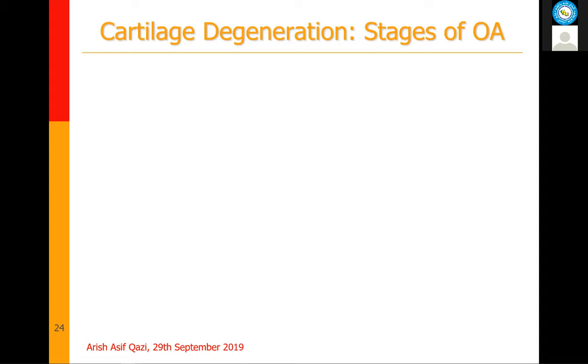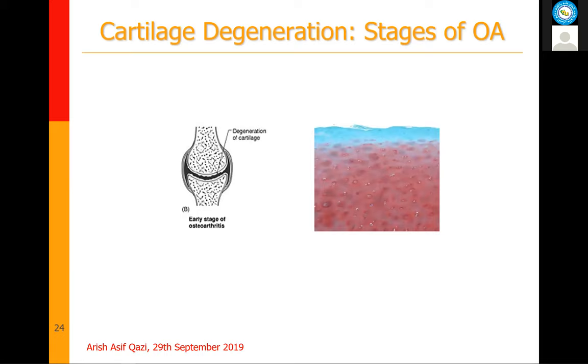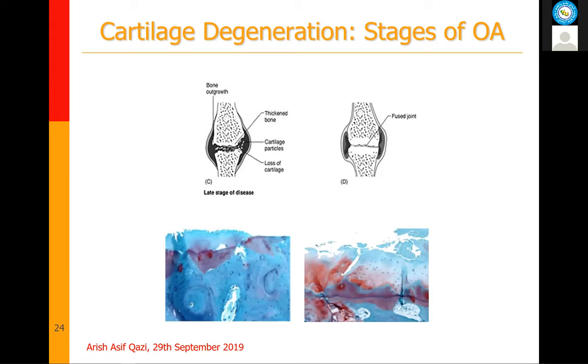Now, what happens to the cartilage during OA? Let's look at that. This is a healthy joint, and this is a tissue of the cartilage seen under the microscope. As the disease progresses, you can see that the cartilage starts to break down. And during the late stages of the disease, the cartilage is completely gone, and then it's just bone against bone.